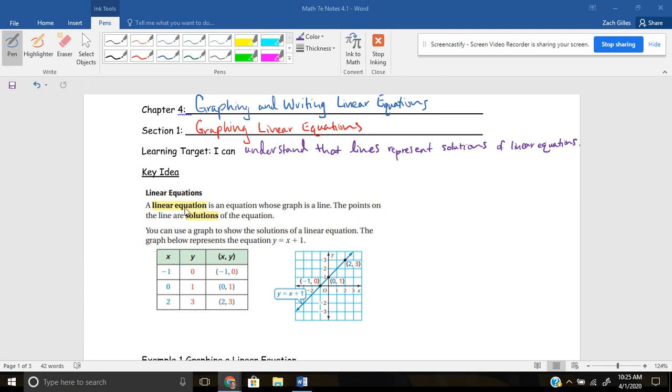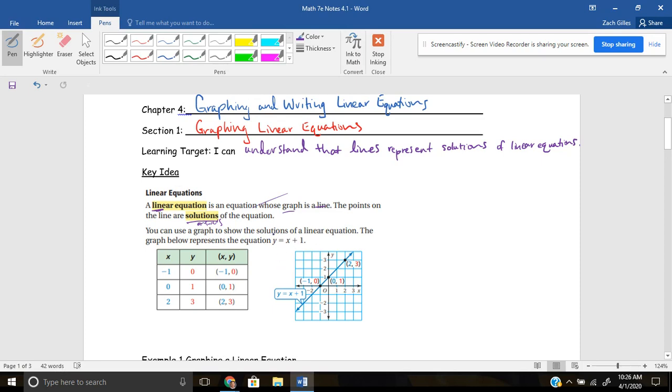For our key idea today, it says a linear equation is an equation whose graph is a line. And that makes sense. The root word of linear is line. So it's an equation that when you graph it, it makes a line. And the points on the line are solutions or answers that make the equation true. You can use a graph to show the solutions of a linear equation. The graph below represents the equation y equals x plus 1.